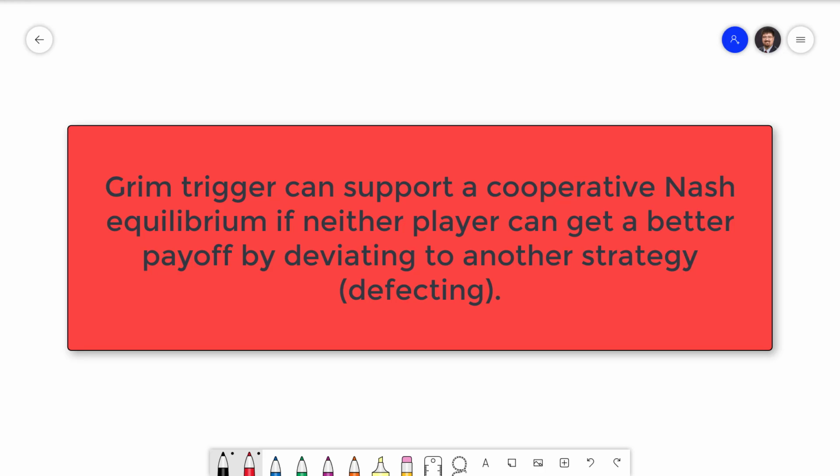The Grim Trigger strategy can support a cooperative Nash equilibrium if, while both players use the Grim Trigger strategy, neither player can improve their payoff by switching to another strategy. This is basically the same idea that we've engaged with Nash equilibrium in the past. Switching to another strategy, hence breaking cooperation, is called defection. And so to figure out if we can have a Nash equilibrium using Grim Trigger, we need to figure out what is the payoff for following the Grim Trigger strategy, and what is the payoff from defection. If defection is better, then the Grim Trigger strategy cannot support a cooperative Nash equilibrium.